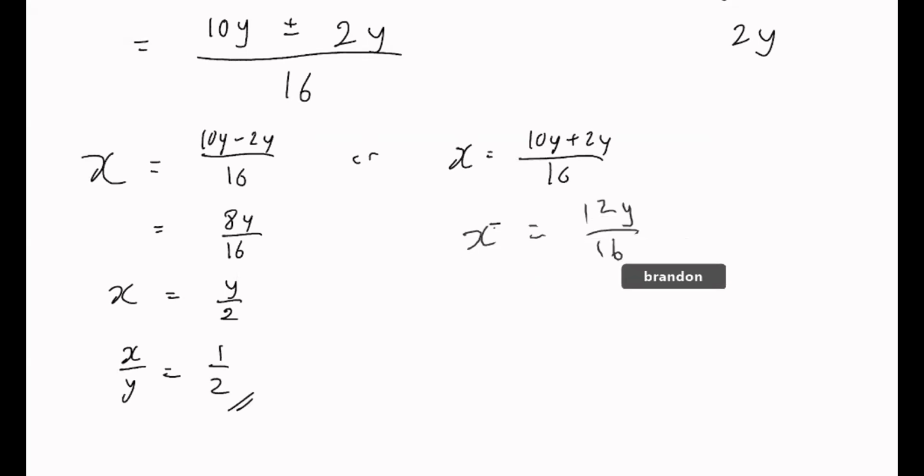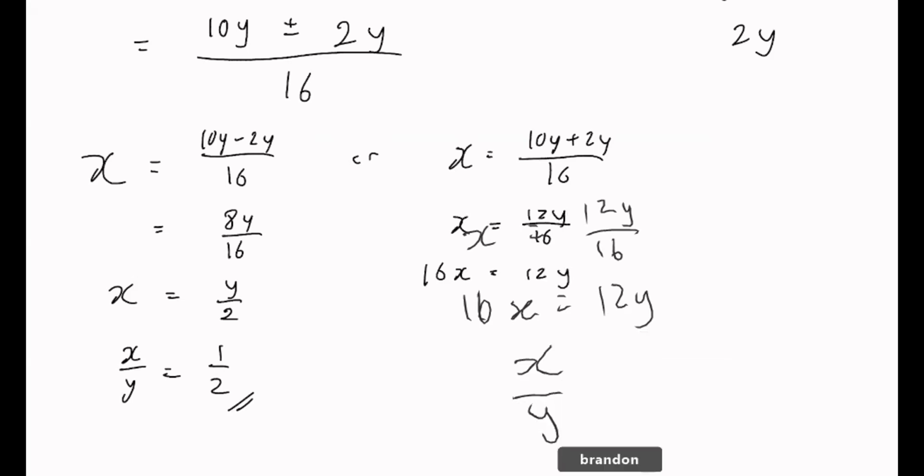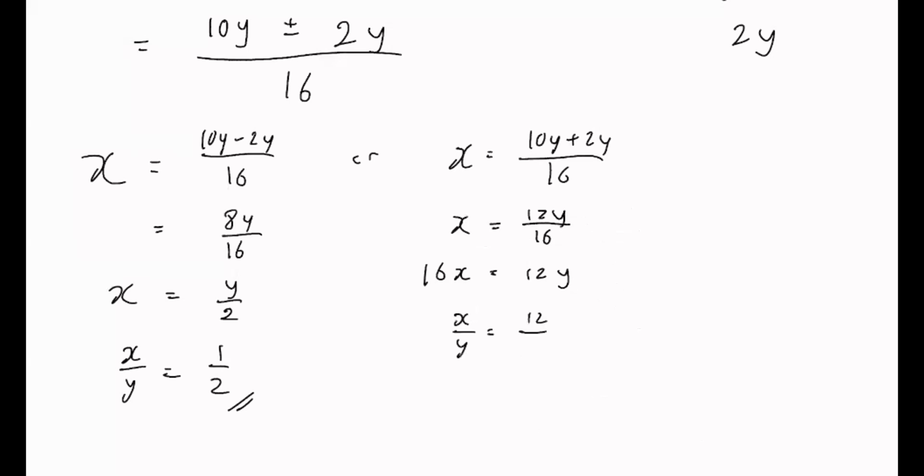Other guy? Yeah. 16x equals 12y. Wait, I made some mistake. Oh yeah, okay. 12 over 16 now. Then you get, what is this? This is 3 over 4. Yep. So what you realize is that you're solving for x over y, right?